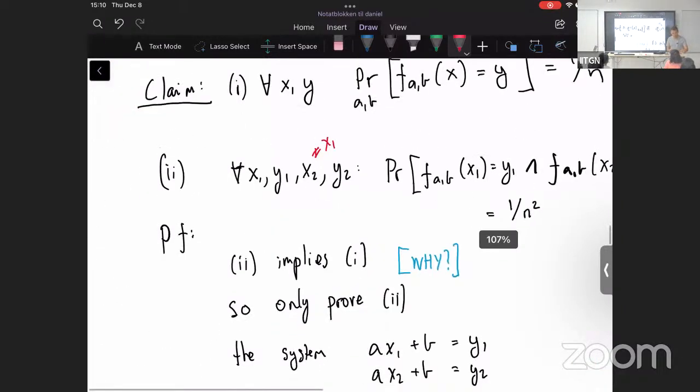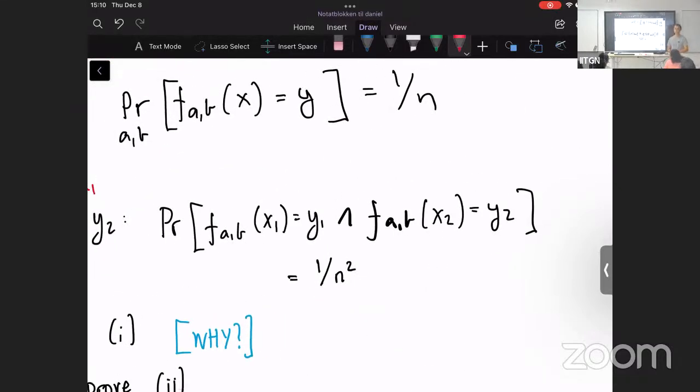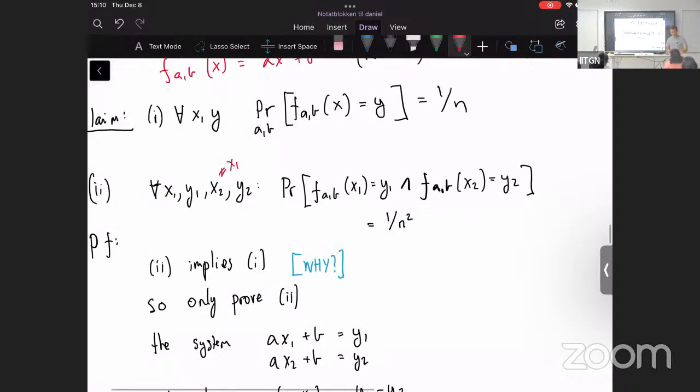This statement is of course not true if x1 is equal to x2, and I ask what's the probability that f of x1 is y1 and f of x1 is y2 simultaneously, right? The function cannot map the same element in two different places, right?